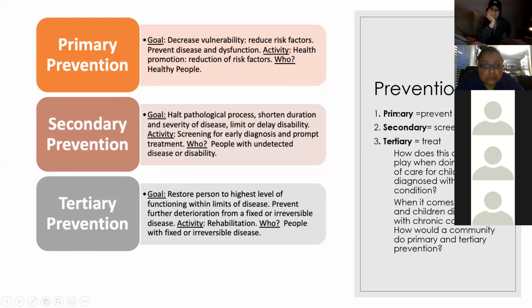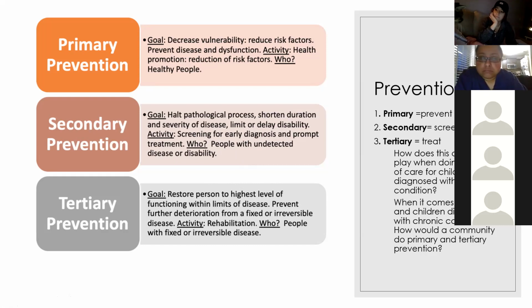So in our primary, we're going to be preventing. We're really trying to decrease vulnerability and reduce the risk factors. We have health promotion. Where do we see this? Healthy People 2020. We have our next one, which is going to be secondary, and that's where we're going to see screening. So we're going to screen for early diagnosis. And then we have tertiary, which is going to be our treating. We're going to try to restore the person to the highest level of functioning and prevent deterioration from a disease.